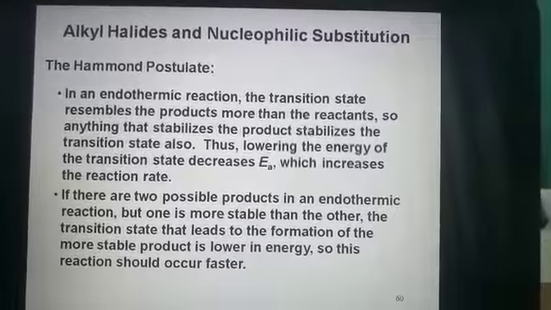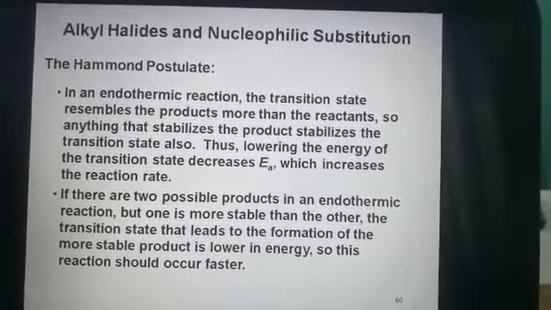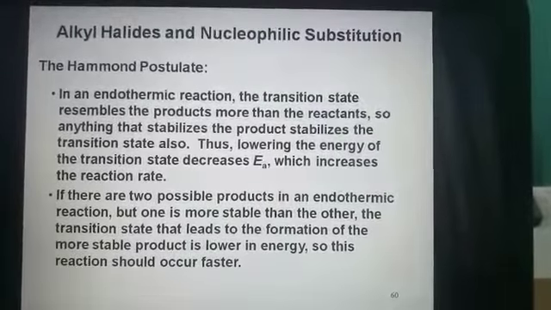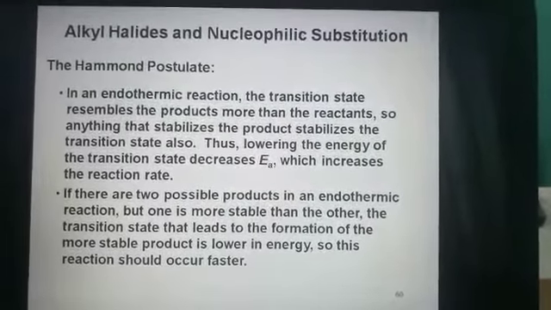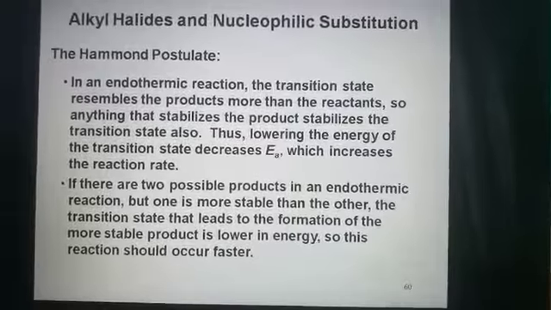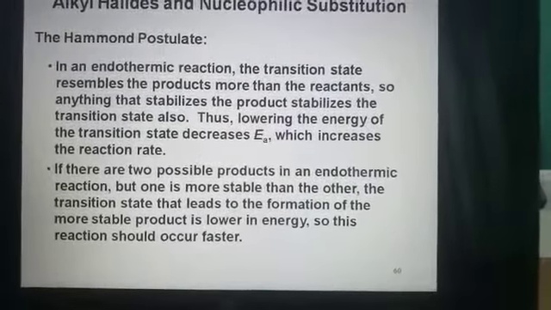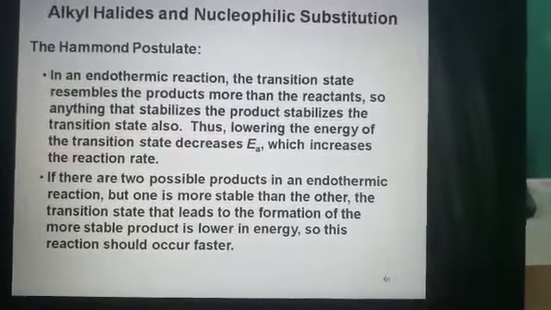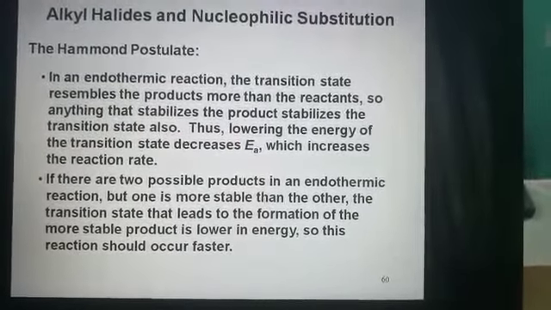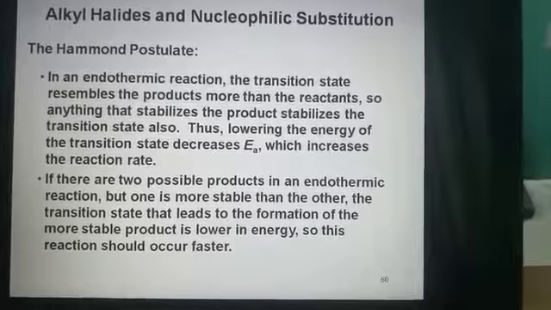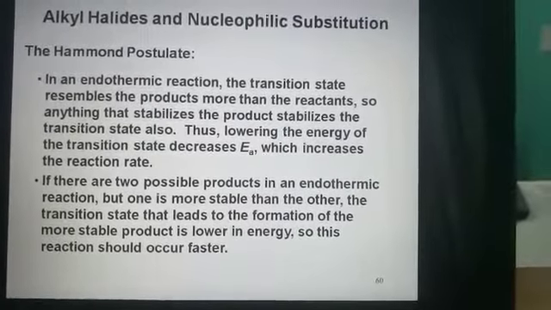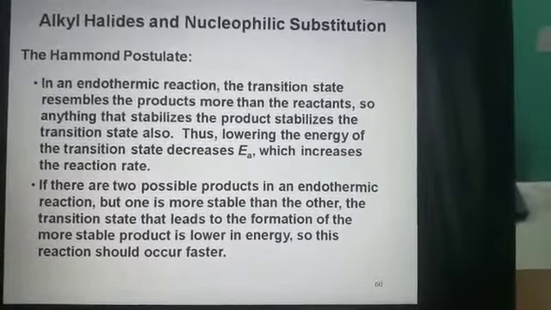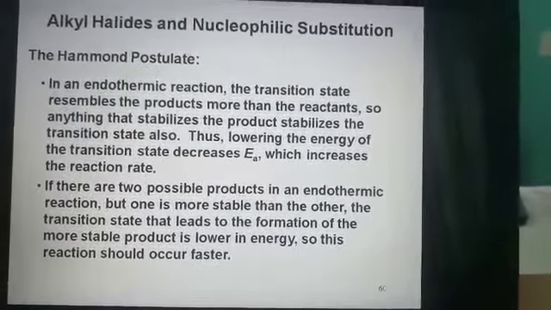So anything that stabilizes the product stabilizes the transition state also, thus lowering the energy of the transition state, decreasing the activation energy, which increases the reaction rate. If there are two possible products in an endothermic reaction, but one is more stable than the other, the transition state that leads to the formation of the more stable product is lower in energy. So this reaction should occur faster.